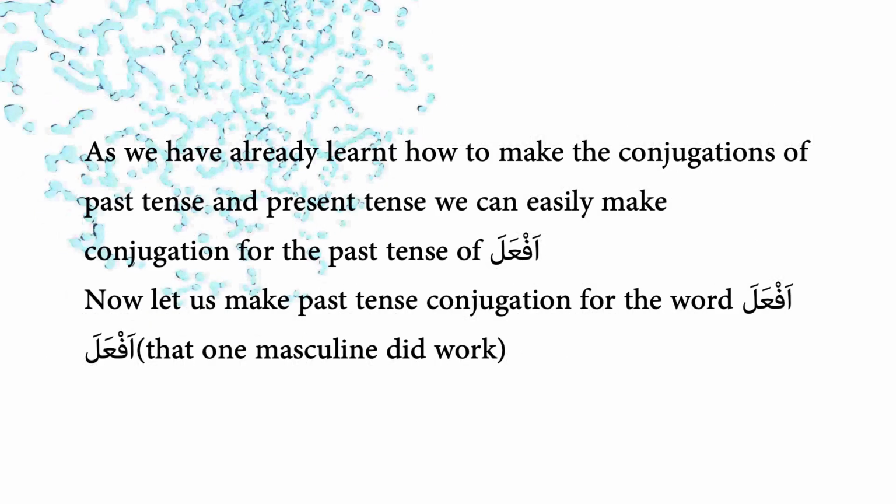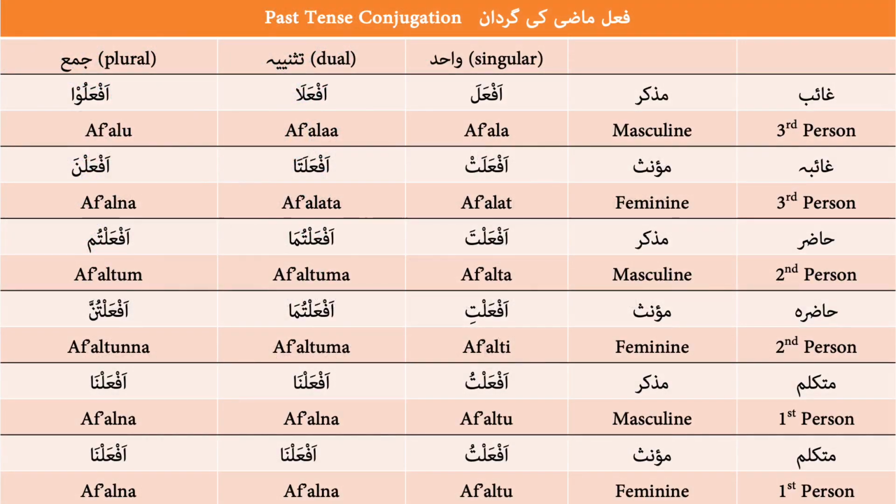As we have already learned how to make the conjugations of past tense and present tense, we can easily make conjugation for the past tense of af'ala. Now let us make past tense conjugation for the word af'ala. Af'ala, that one masculine did work. Past tense conjugation, the gardan of fi'l madi. Third person masculine singular af'ala. Third person masculine dual af'ala. Third person masculine plural af'alu.